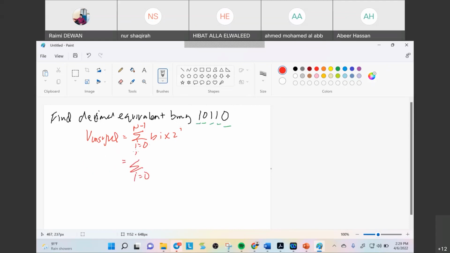Five minus one will be 4. And then the B_i mentioned here, with i equals 0 and n equals 1, this one is 5 bits. Okay, 5 bits. So 5 minus 1, you will be left with 4. And then B_i times 2^i.